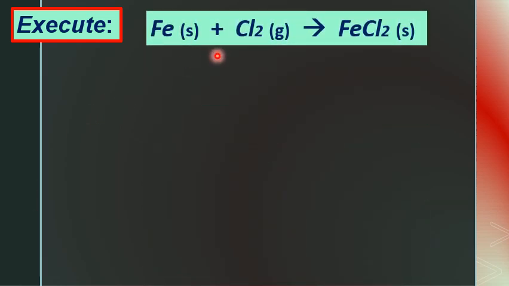The corresponding chemical equation for the reaction is as given here. 1 mole of solid iron reacts with chlorine gas, forming the product solid ferrous chloride. Notice that this equation is already balanced, with each reactant and the product having just 1 mole each.